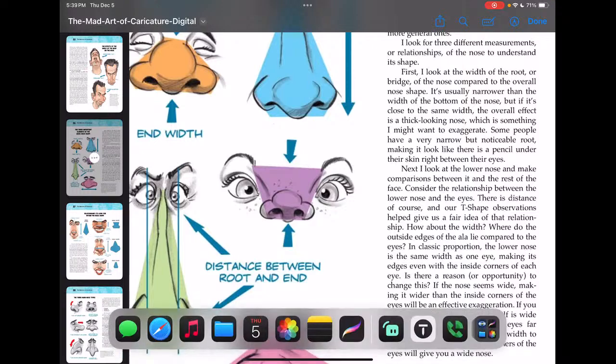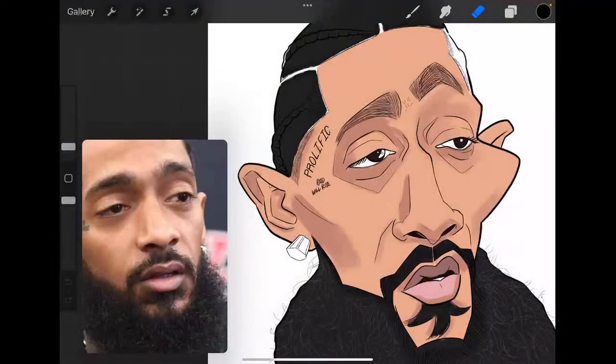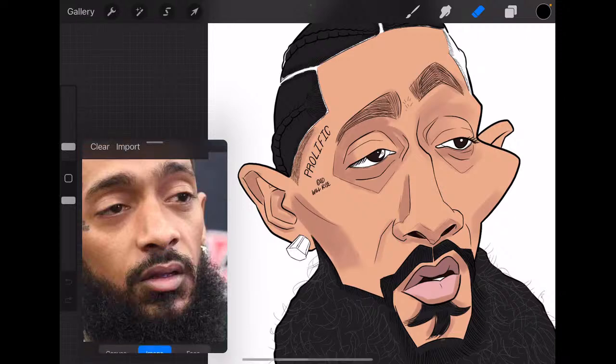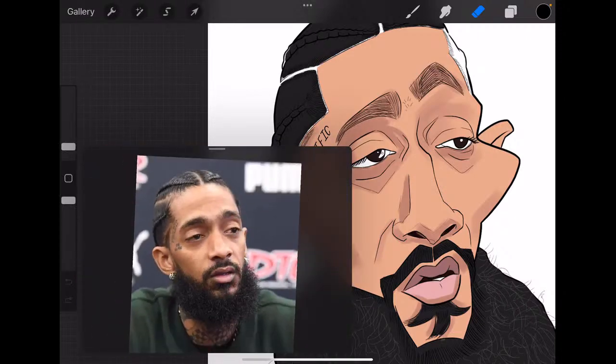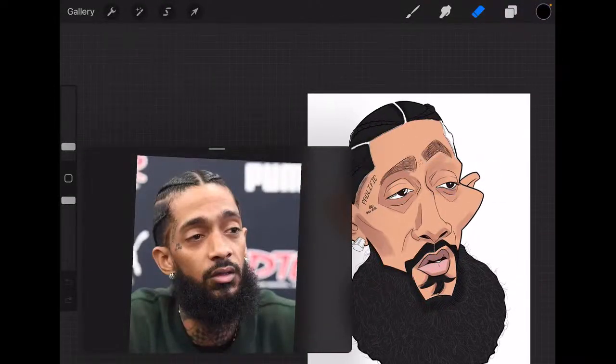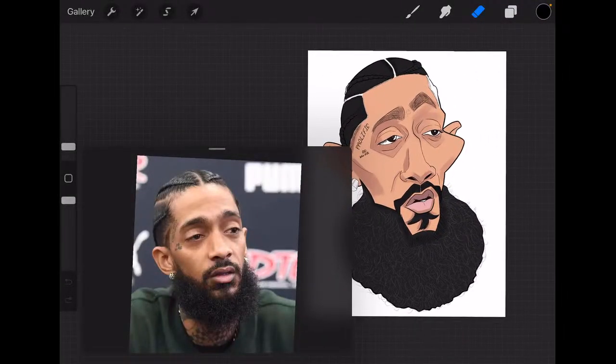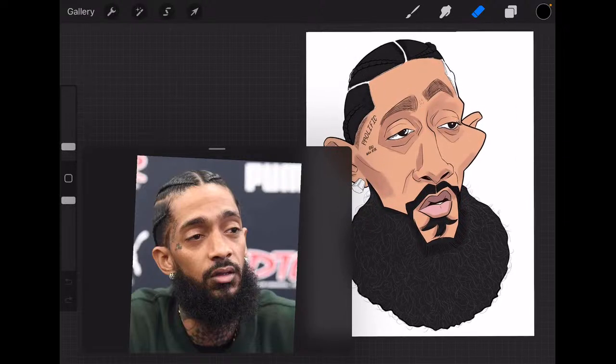So let me see on my drawing. If I look, let's blow this up a little bit. If I look here, there's just some things I would change.